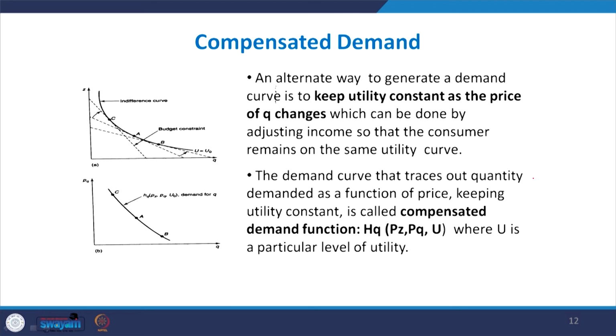So, movement from A to B or B to C on the same indifference curve is due to change in the price ratio of the two products, but here utility is the same. So, what happens when you want to keep the utility constant and price is increasing or decreasing? Then you have to compensate the consumers by providing additional income, so that the consumer may be able to maintain the same level of economic welfare.